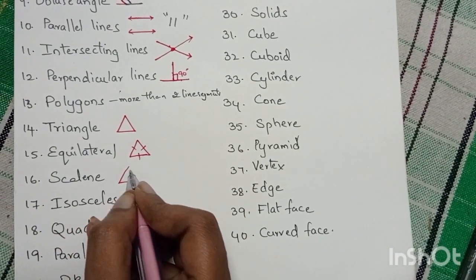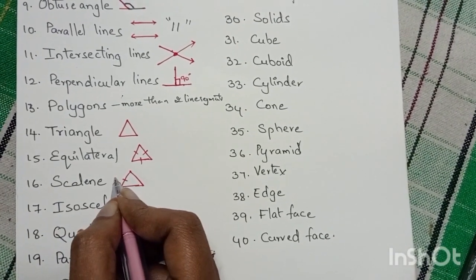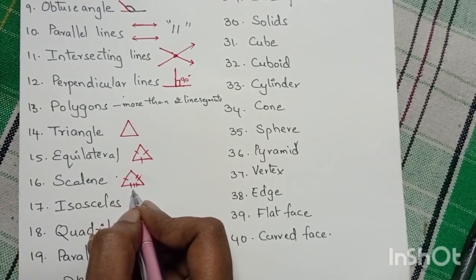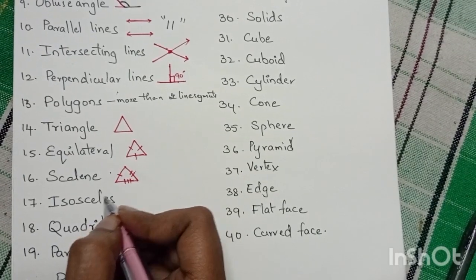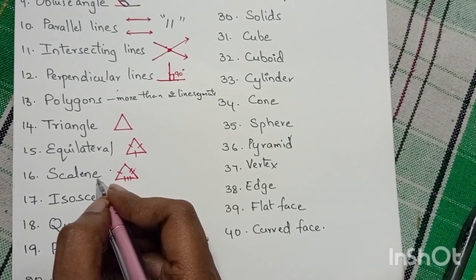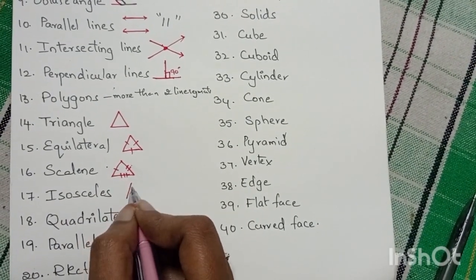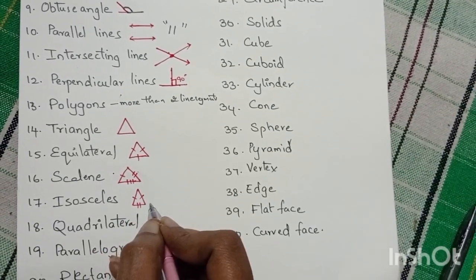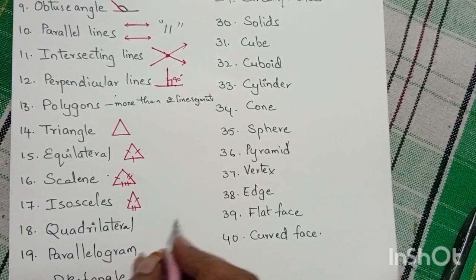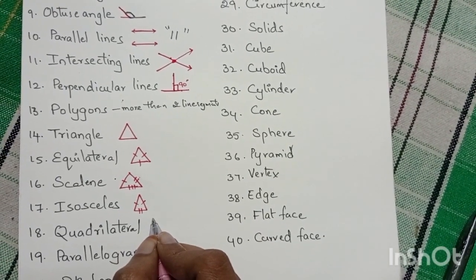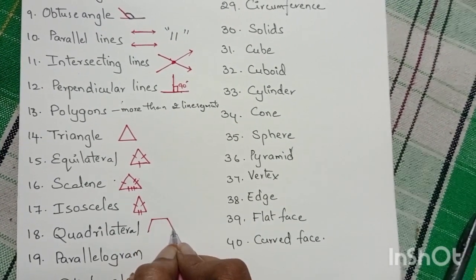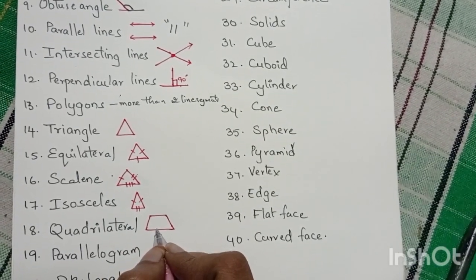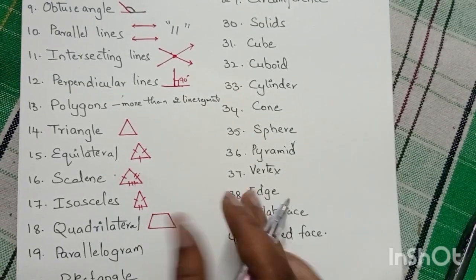Scalene triangle. Three sides will be different. If this is 3 centimeters, if this is 4 centimeters, this will be 5. 3, 4, 5 or 5, 6, 7. However, all 3 will be different, that is called scalene. Then if two sides are equal, one side is different, that is isosceles. Quadrilateral. Any shape formed using four line segments.